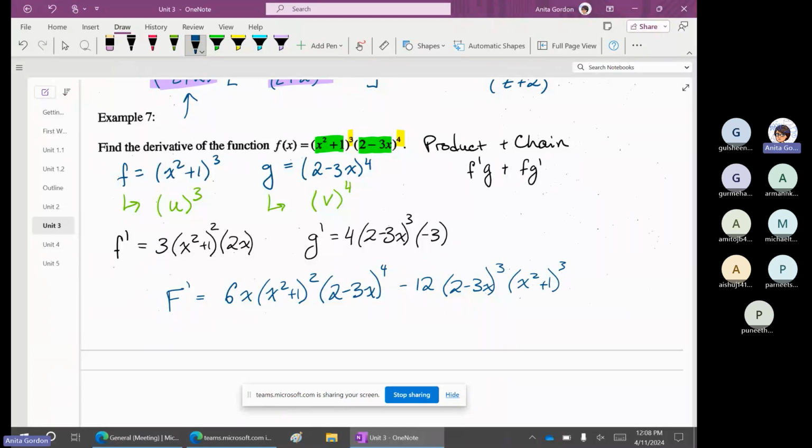Where did that 2x come from? In the small f prime. So outside function brings the 3 down, and then inside function is from the x squared. So I brought the 3 down, so the bracket is now to the power of 2. And then the derivative of the inside, what's the derivative of x squared plus 1? 2x, and then the 1 goes away because it's a constant. You still look a little not sure. You got it? Okay, perfect.